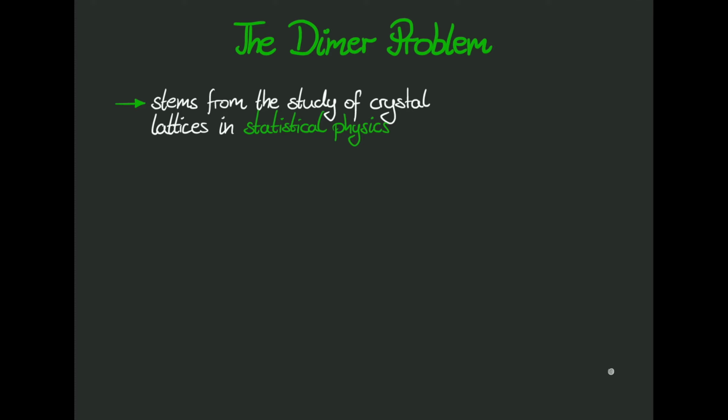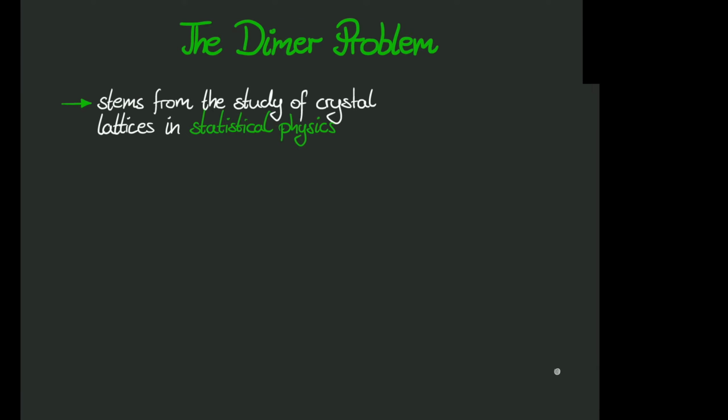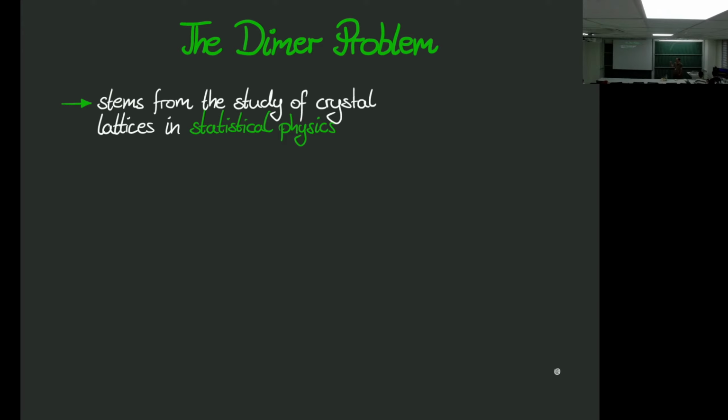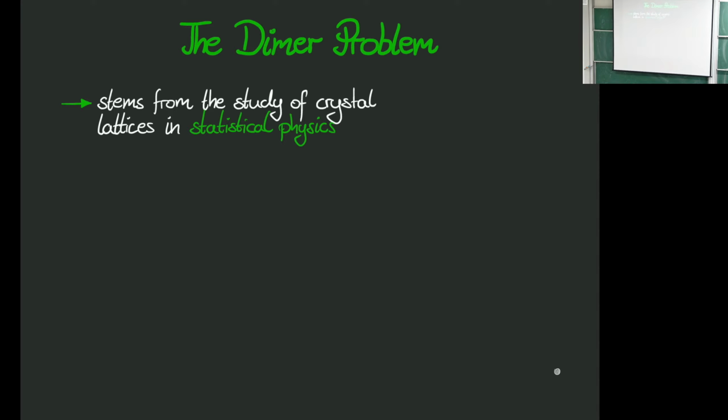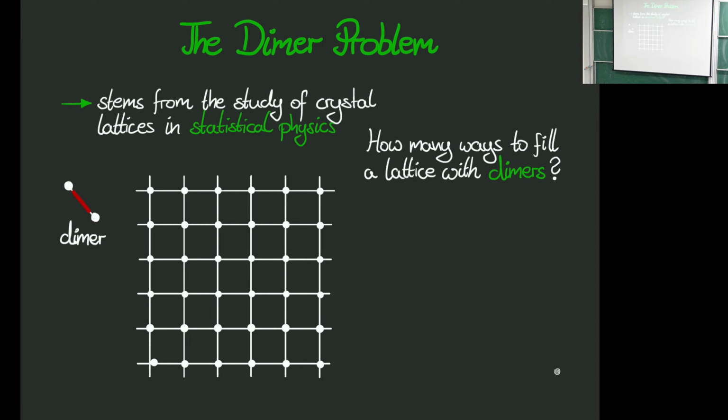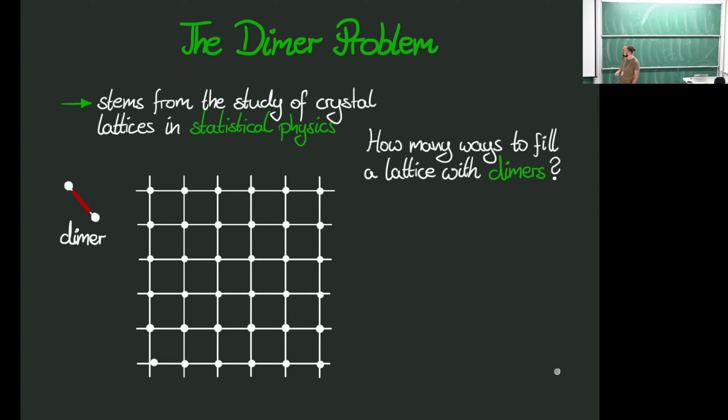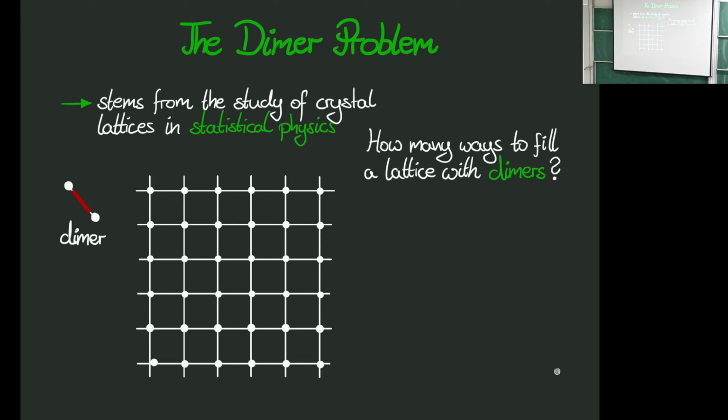So let me start with a motivation, and as lots of us maybe do, I look at a more applied field, in this instance statistical physics, and they have a problem that stems from looking at crystal lattices, called the dimer problem. So what is the dimer problem? The idea is you have some lattice here represented as this big grid, and you want to fill this thing with dimers. Dimers just being like molecular connections between two atoms, if I'm correct.